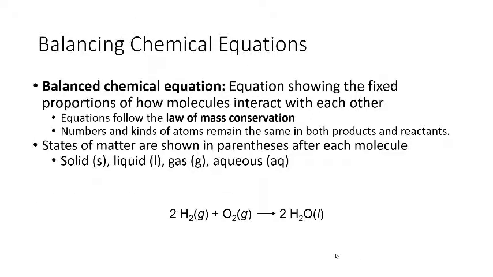So the first step is to identify the correct balanced chemical equation. The balanced chemical equation is the equation showing the fixed proportions of how molecules interact with each other to describe a chemical reaction. These equations follow the law of mass conservation, whereby the mass of the reactants is equal to the mass of the products. And so the numbers and kinds of atoms remain the same in both the reactants and the products.